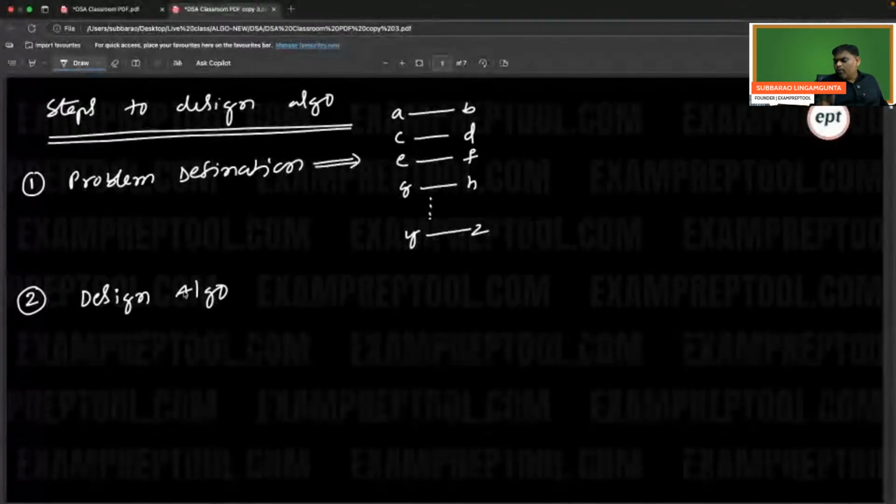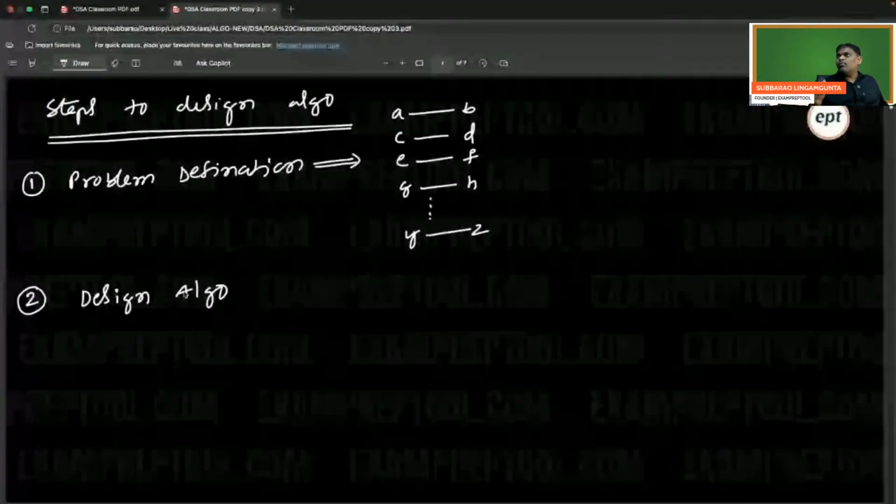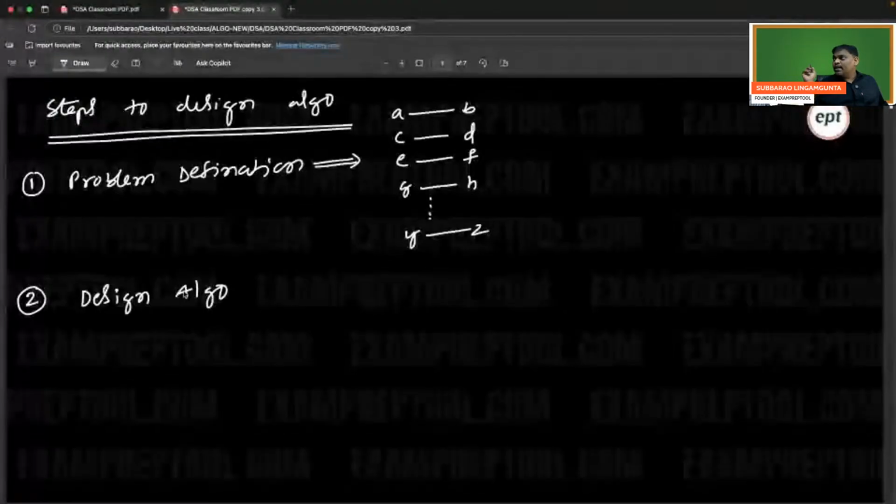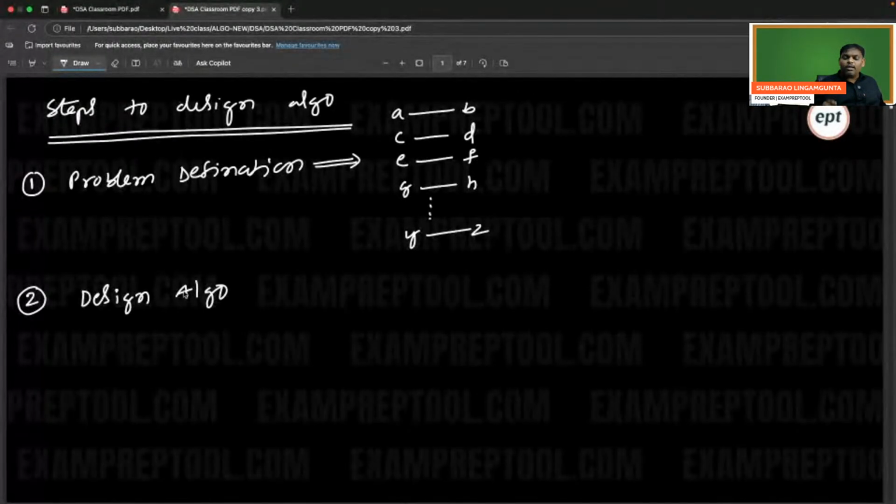By seeing the problem definition, I can say, oh, this problem I can solve using divide and conquer. This problem I can solve using the greedy technique. This problem I can solve using dynamic programming. The person who doesn't have any idea will do everything from scratch. The person who has an idea doesn't do it from scratch; he will use the existing templates. Template is nothing but a designing technique. So the second step is going to be design algorithm.